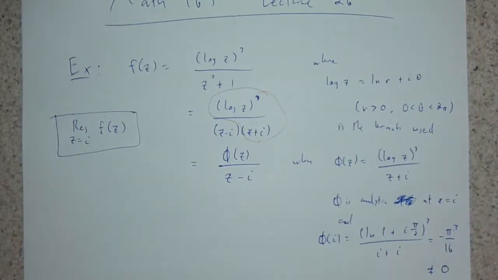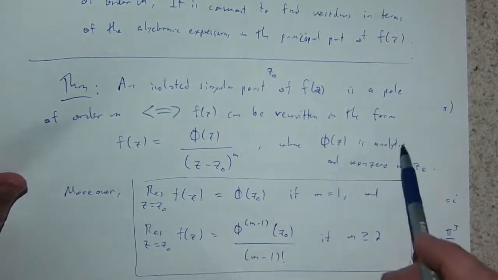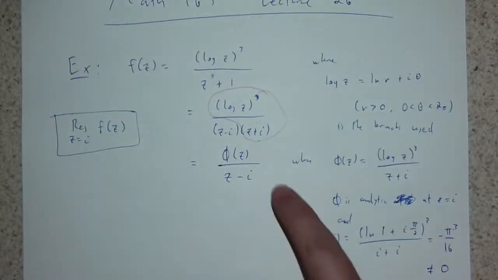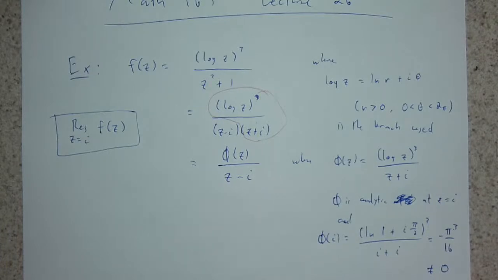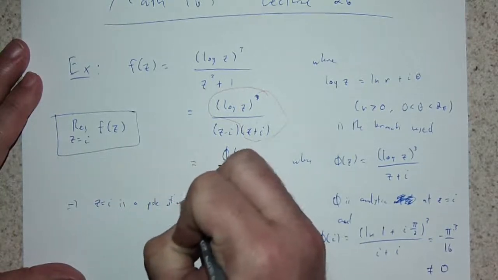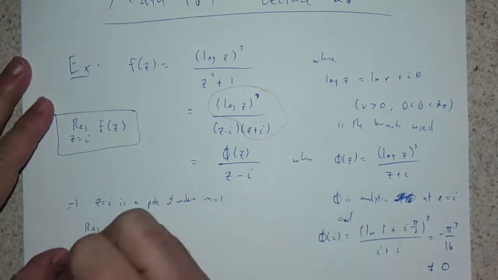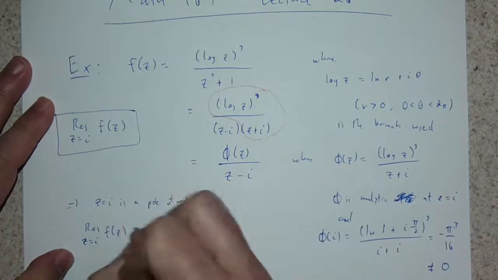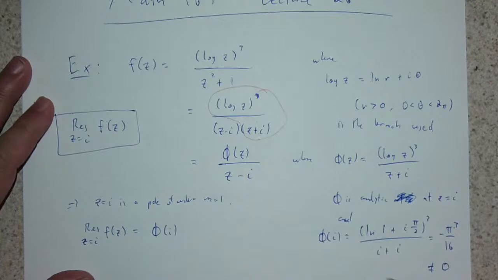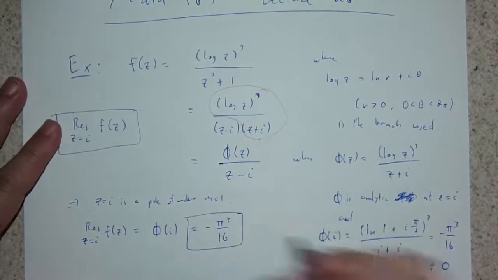The reason I have to check that is that it's part of my theorem. My requirement in order to write what's in the boxed formula is that I can put the function in this form where phi is analytic and non-zero at that point. This tells me immediately, because the exponent on z minus i in the denominator is 1, that z equals i is a simple pole, a pole of order m equal to 1. Which means that my residue at i of f is, according to that theorem, phi of i, which I've already computed to be minus pi cubed over 16. And there we go.